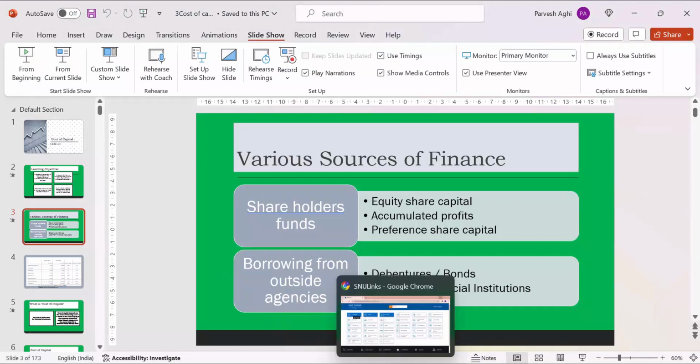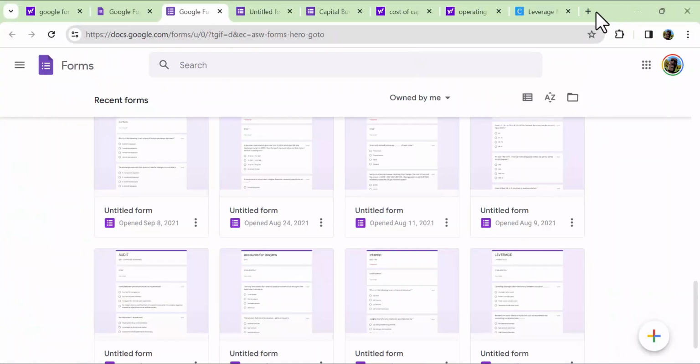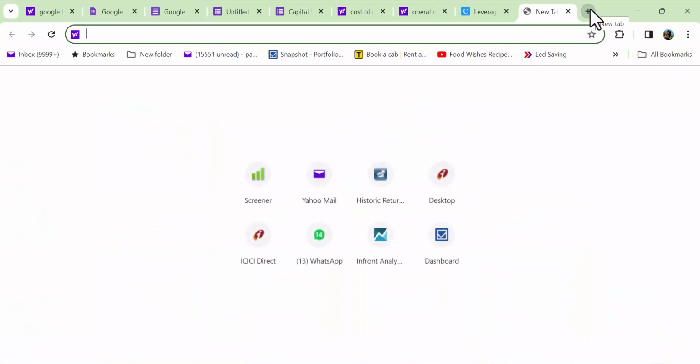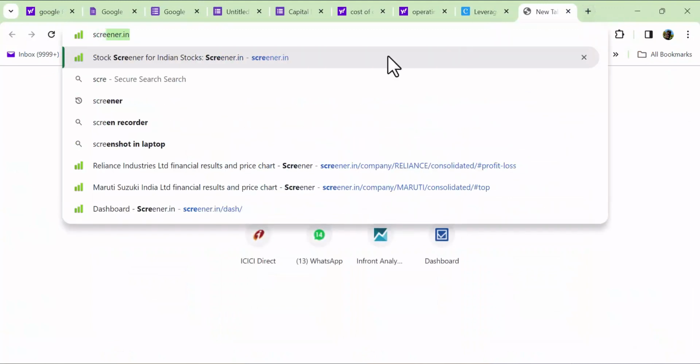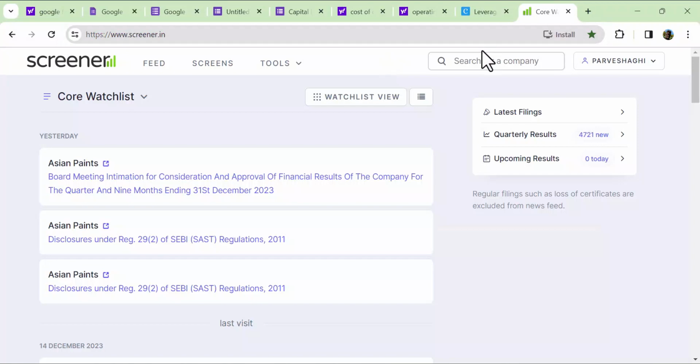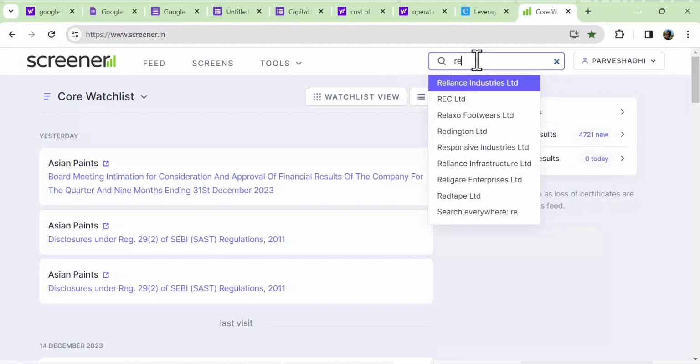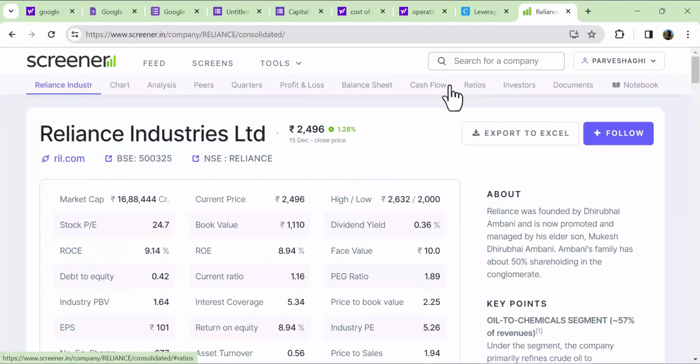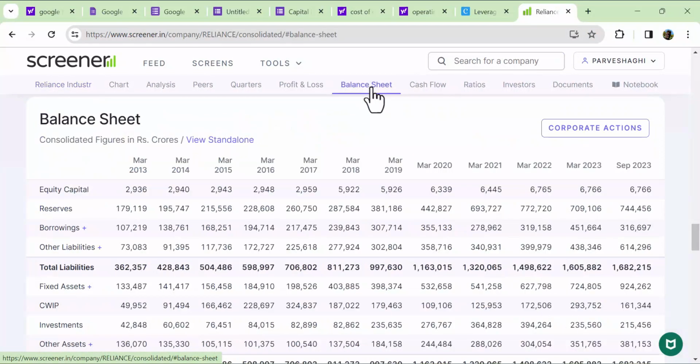If you go to a site called Screener, you can look at any company. For example, look at Reliance. So we go to the balance sheet to look at how they're using the funds. It is written here: equity capital, reserves, that is the accumulated profits of the company, and the borrowings. You can see the last number which has been published is September 2023.